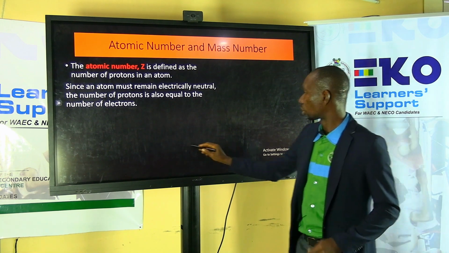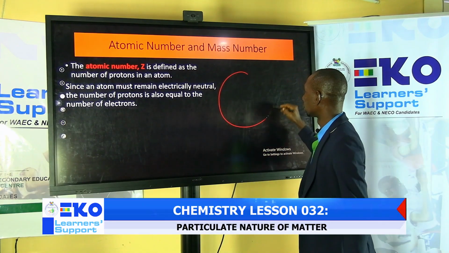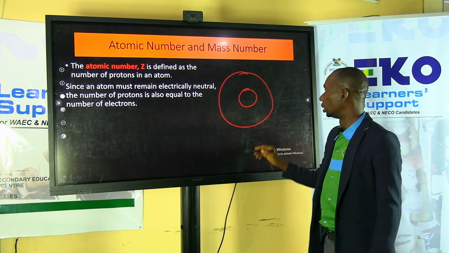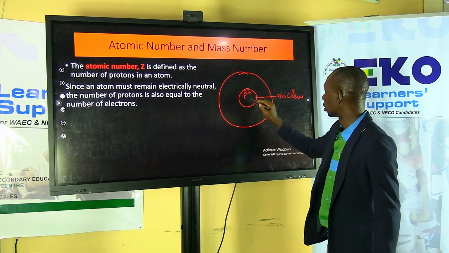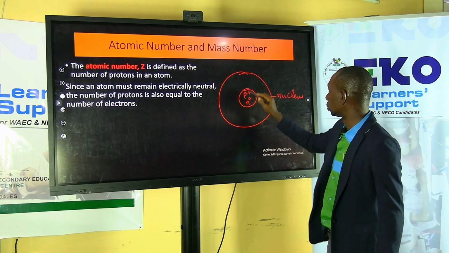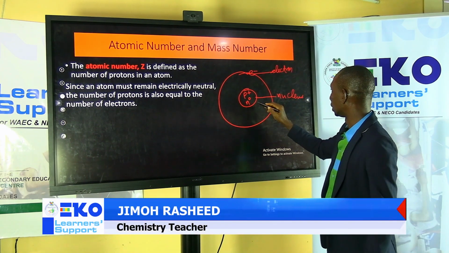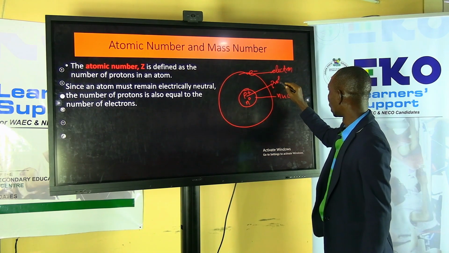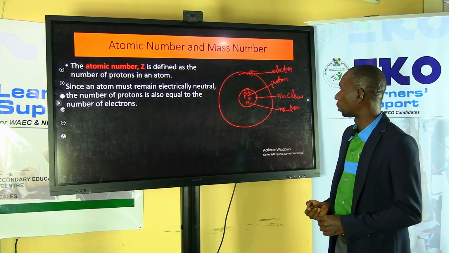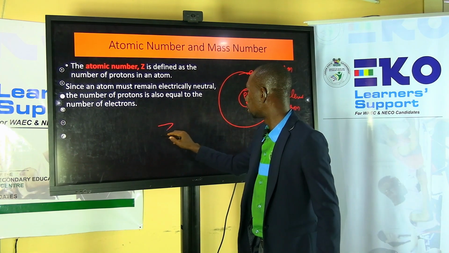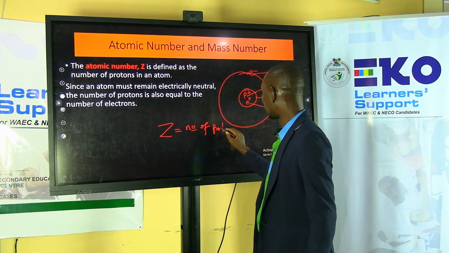Now, if you look at the structure of an atom, you will see that an atom is a sphere that consists of a nucleus, which is the center. That nucleus is made up of two particles, the proton and the neutron. And the third particle is the electron, which is revolving around the shell. This is the proton, and this is the neutron. These are what we call subatomic particles. So the atomic number, which is represented as Z, is simply the number of protons in an atom.